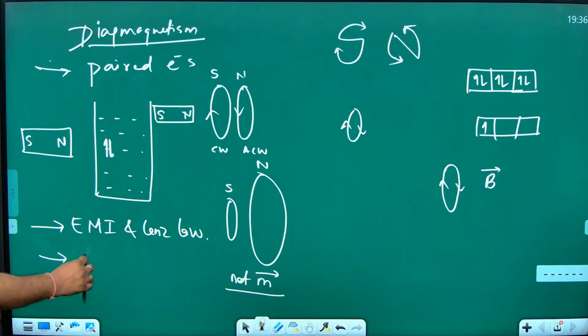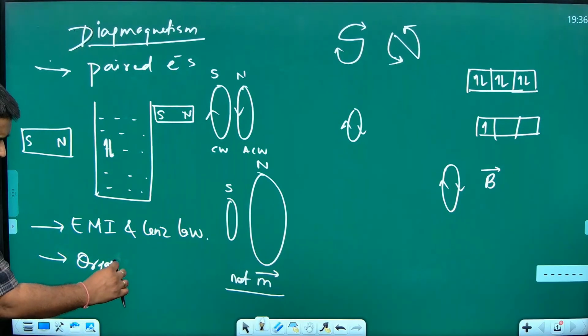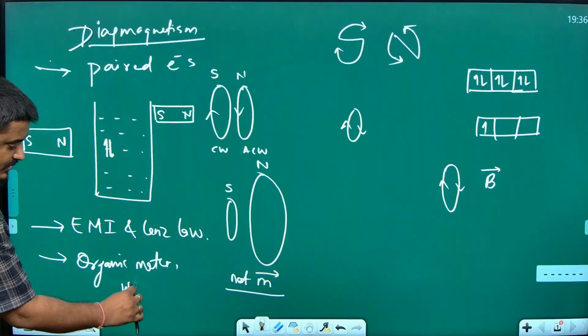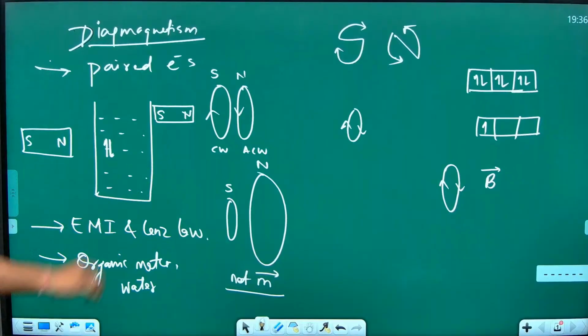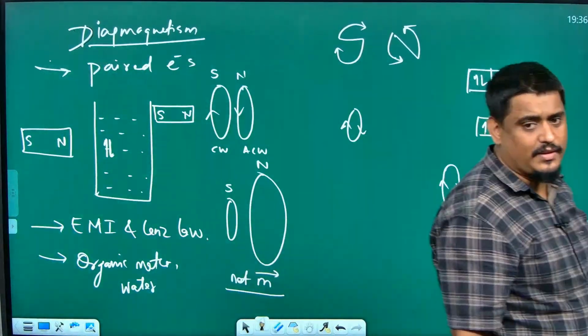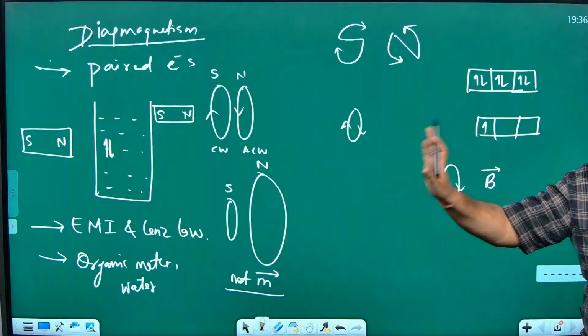Many materials show it. Organic material shows. Water shows, just now I told, isn't it? So these are the things which are showing diamagnetic properties. So that is diamagnetism, and I hope you understood how it works, at least the basics of it.